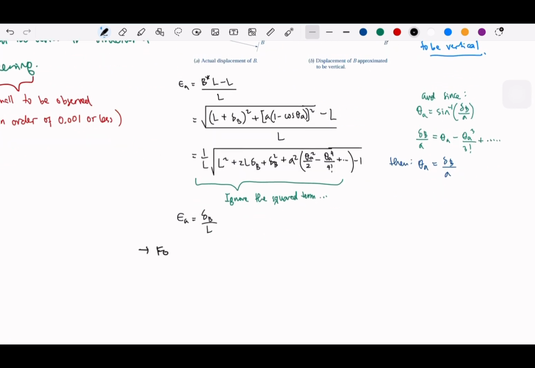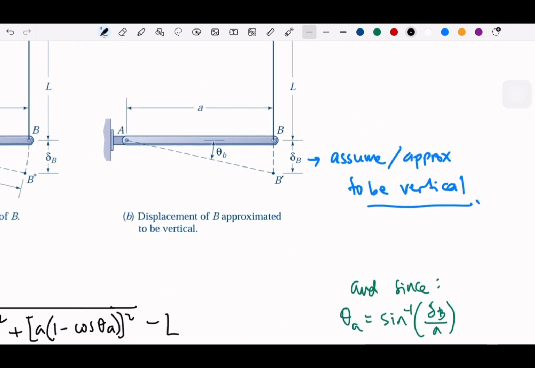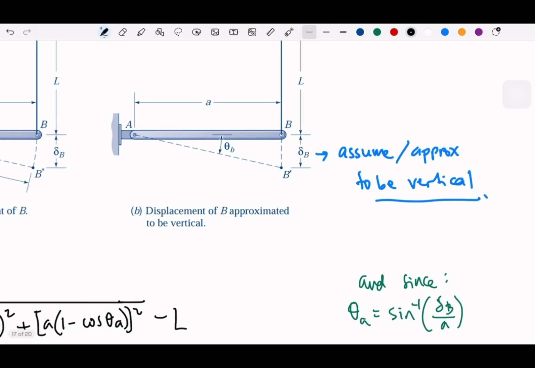And for the figure, rod PC is vertical, then our strain will be directly here. Since this is vertical, we can just assume this is the tangent, okay? So tangent theta is delta over L, right? So delta over A, sorry. So this will be the tangent. So delta B over A, okay?